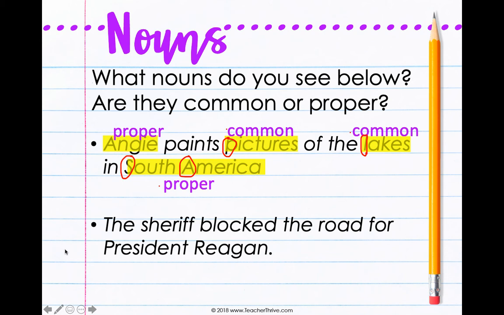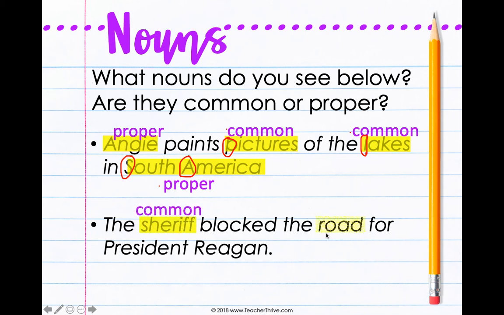Okay, the sheriff blocked the road for President Reagan. I'm going to read it to you again. The sheriff blocked the road for President Reagan. You're going to pause the video in just a second, write down all the nouns that you see, and then just give me a little P or a little C to tell me if they are common or proper. Okay, pause this video, get started. Okay, if you're pushing play, that means you're really practicing, because remember, in just a second, you're going to have an assignment, so I really need you to practice.